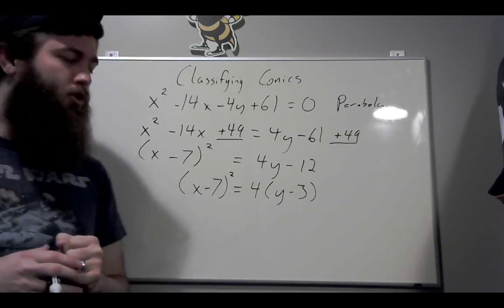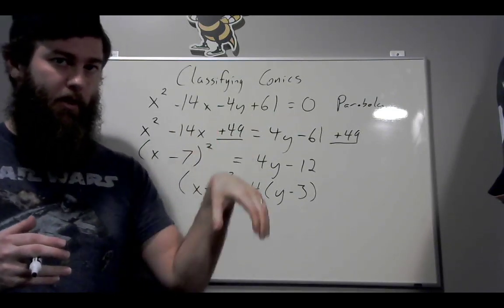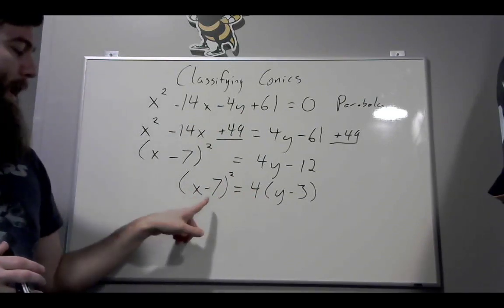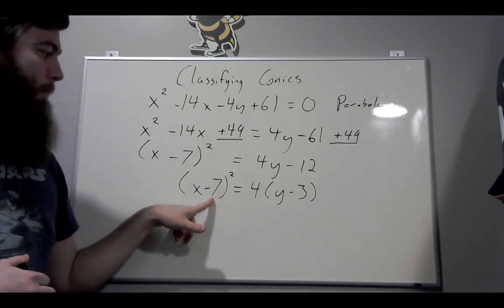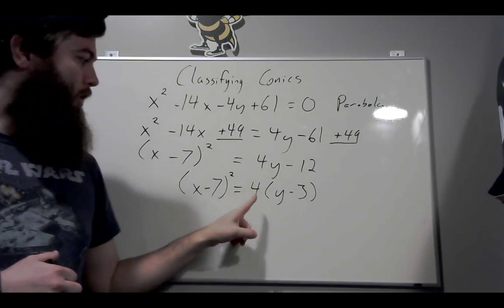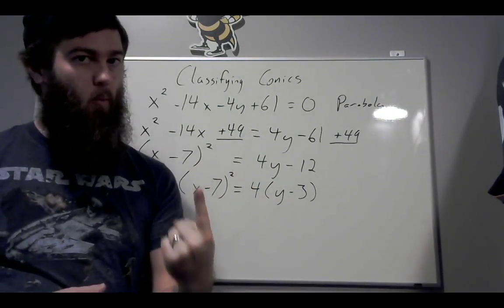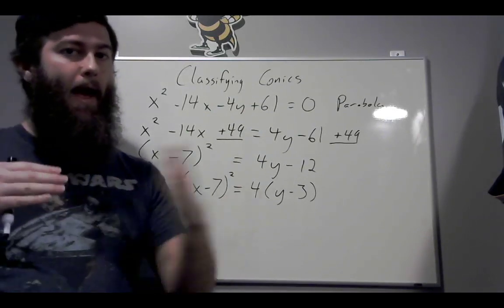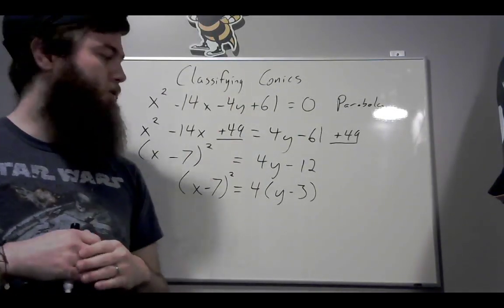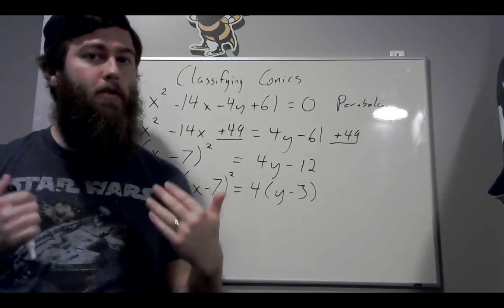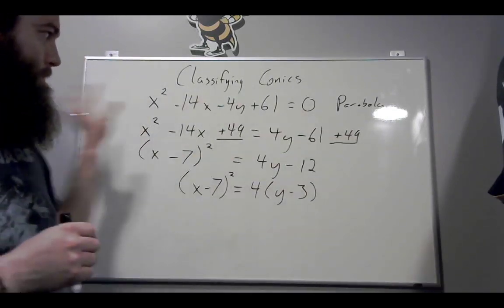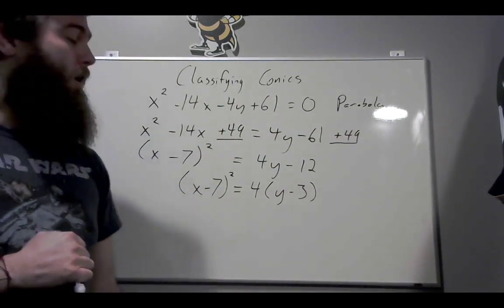Since this is an x squared, this is going to open up or down. You know that the center is going to be at the point 7, 3. You know this 4 equals 4p, so p is equal to 1. So then you can go and add, so forth and so on, to look for your focus and your directrix. So again, we're done at this point.